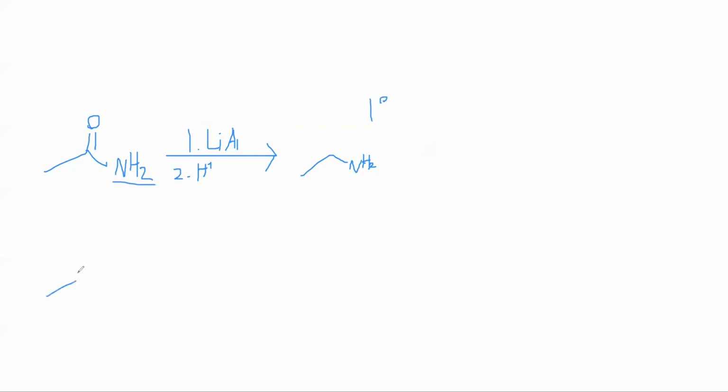You can also form them just by reducing amides with LiAlH4 and acid, so that's just going to leave you with the nitrogen and basically get rid of the carbonyl. So that's a way to form amines from amides. If you do it with an amide like this, with just an NH2, that's going to give you a primary amine.